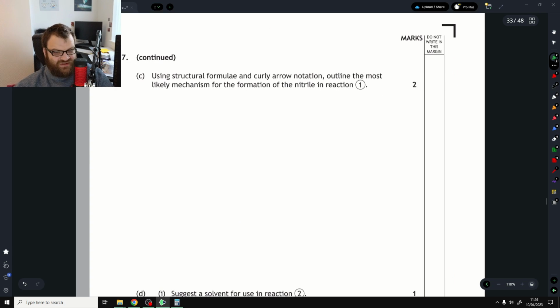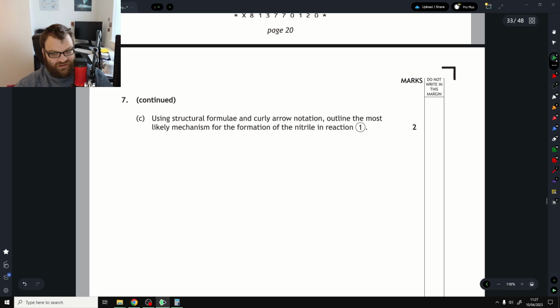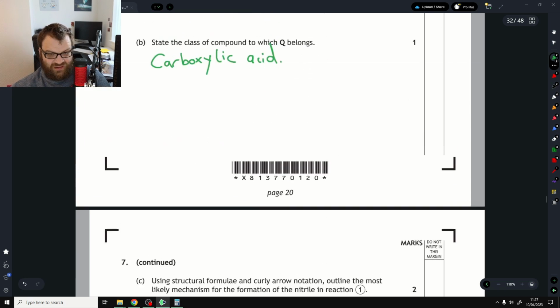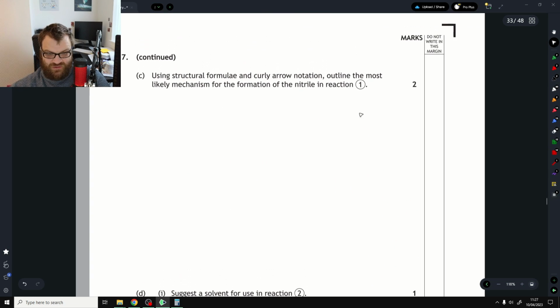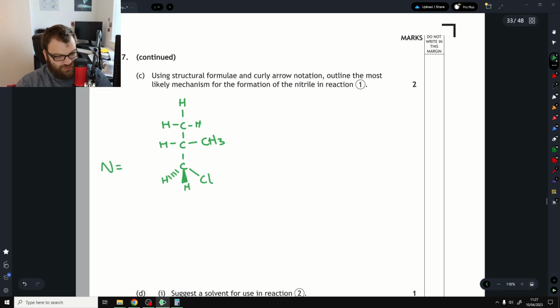Next one, we've got a mechanism for forming the nitrile in reaction 1. So we're starting off from our haloalkane, so I'll just draw it out first of all. Okay, we've then got our nitrile ion, where we've got our negative charge on here. It's going to be driven by the fact that the chlorine is more electronegative. That makes that slightly negative, and this carbon is slightly positive. This makes it susceptible to an attack from a nucleophile, like our nitrile group.